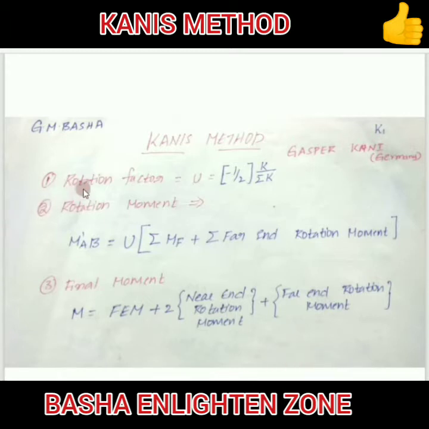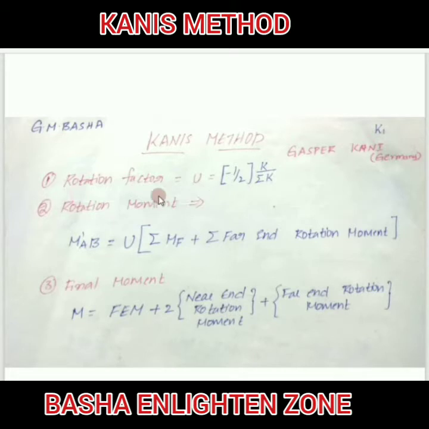First of all, the rotation factor. In the problem, we have to find the rotation factor. Kani's method is also called the rotation contribution method. Here we have to find the rotation factor, which is denoted by U. That will be equal to minus half of K by sigma K, where K is the relative stiffness, and sigma K is the total relative stiffness. So what is relative stiffness? That is a property. There will be two note points, and I will discuss those also.